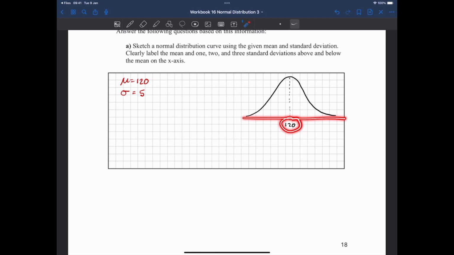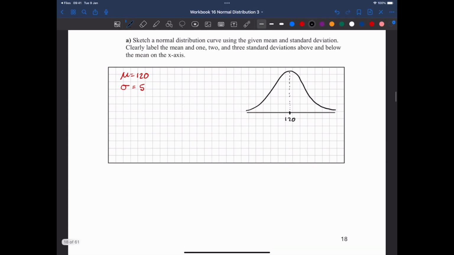I've got the mean done. Need to do each standard deviation below and above. So we'll do that now. I'll do 3 standard deviations above. 1, 2, 3. 1, 2, 3 below. Now to get to the next standard deviation, we add 5 to 120. So that's going to be 125. Then we'll add another 5, another standard deviation, 130, 135.